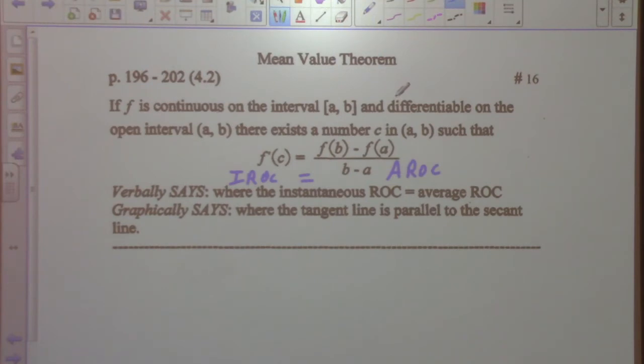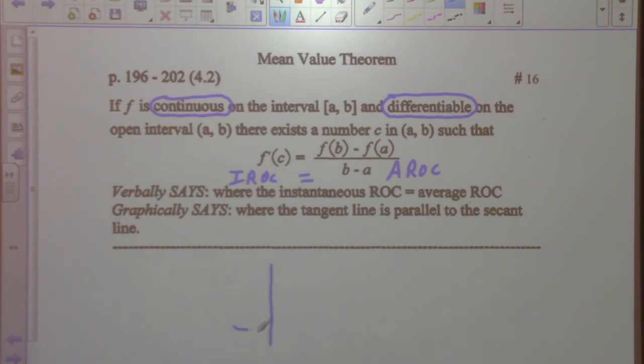And we talked about what you have to have: we have to be continuous and differentiable on the interval, which means the entire interval. So if anything breaks continuity or differentiability between A and B, the mean value theorem does not apply. Verbally, and graphically, the tangent line is parallel to the secant line.